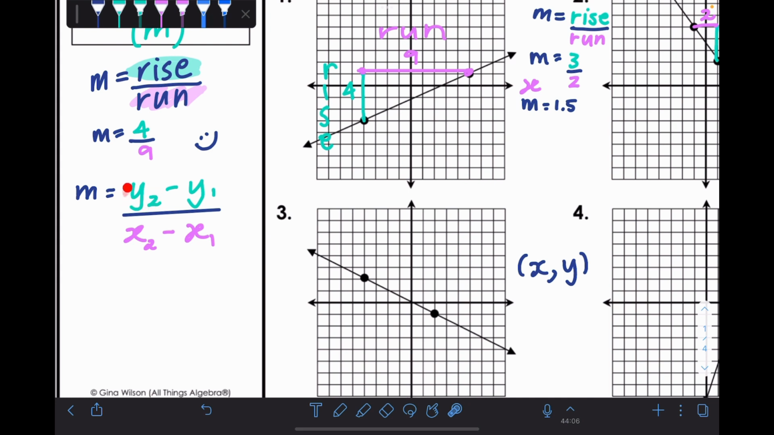Now, there's a whole heap of things. We've got the y2 and our y1, and our x2 and our x1. Right now, these are just standing in place for what it will be. We don't know what it is. This is why we have a formula. So to be able to figure out what we put in here to get our specific answer of m, don't we need to find these points first? So let's do that right now.